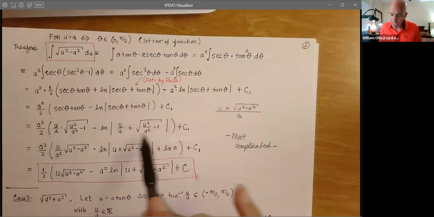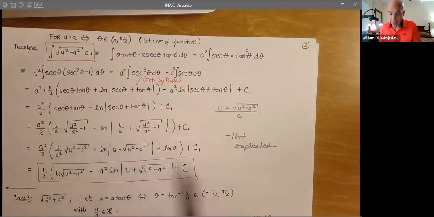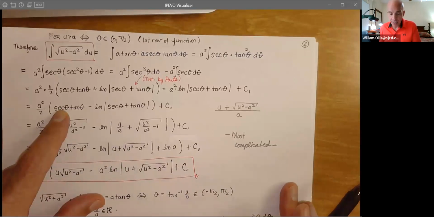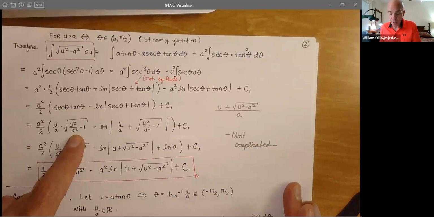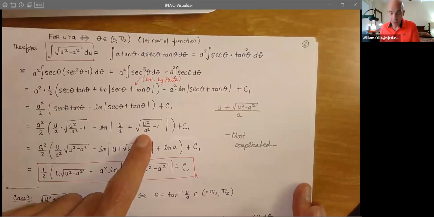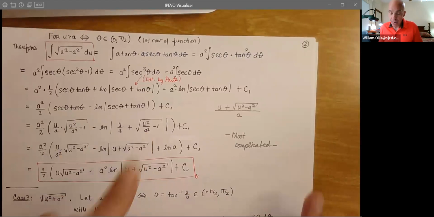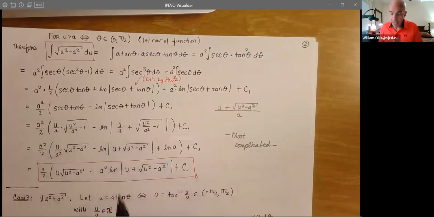Now, at this point in the derivation, we go to our triangle and we write the secant theta as u over a, and we write the tangent theta as the square root of u squared over a squared minus 1. And here I'm using the Pythagorean identities. So they look a little bit different from the triangle. And so now I do the same thing here. I write them in sum. And then you just get a common denominator here.